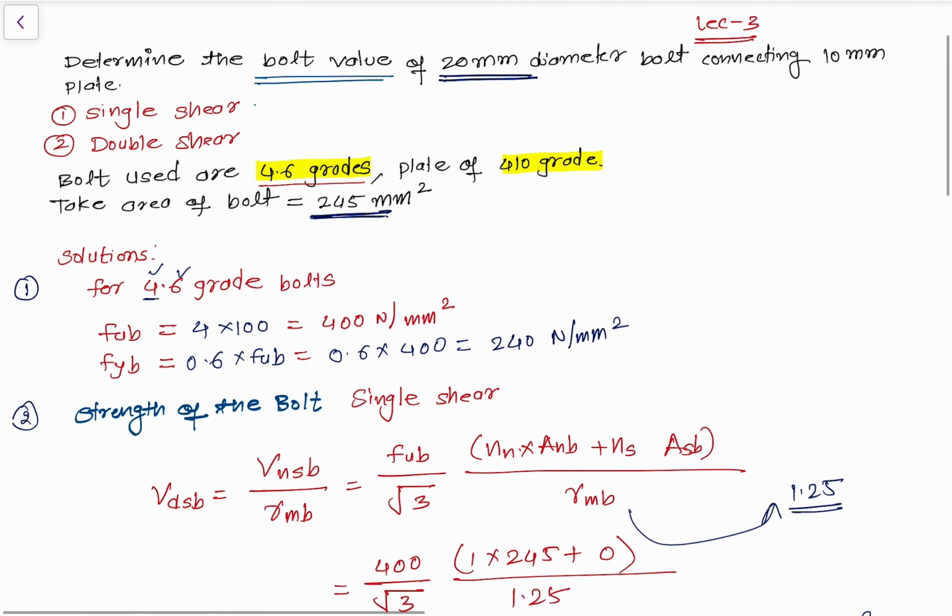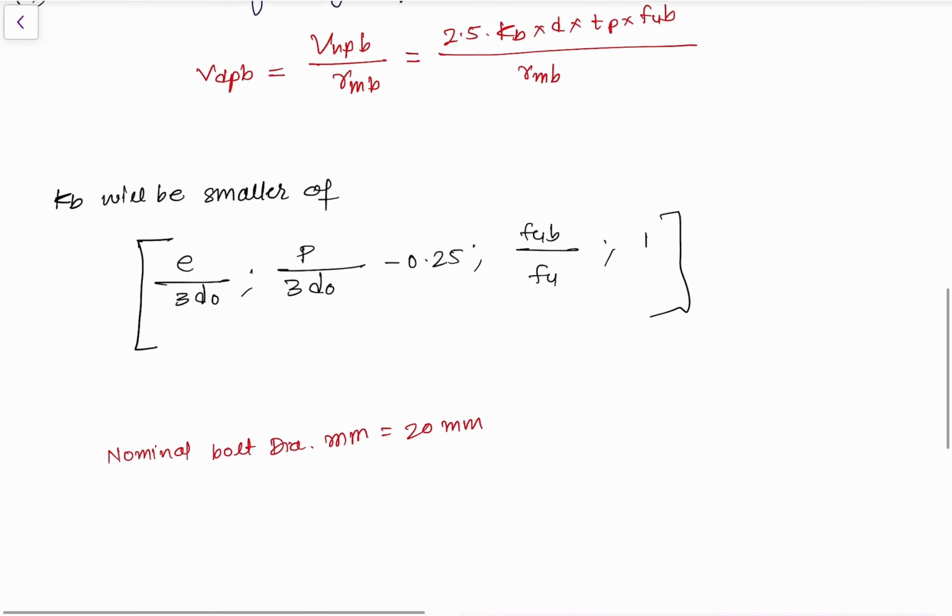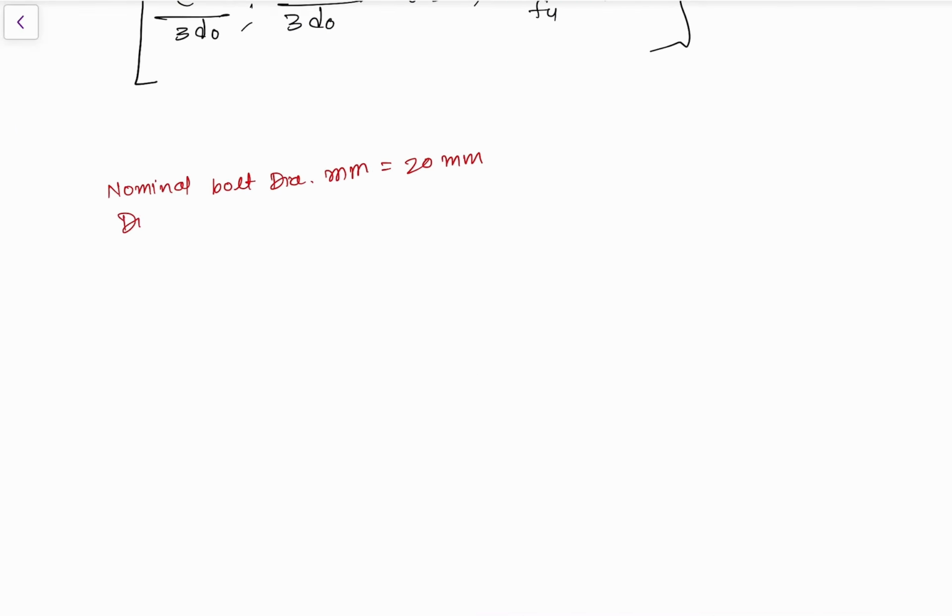If you have the nominal bolt diameter as 20 mm, which we have, correct? You understand this one, that we do have a 20 mm diameter. So the diameter of hole in mm that we need to consider will be 20 plus 2. For me it is 22 mm, so that is one value.